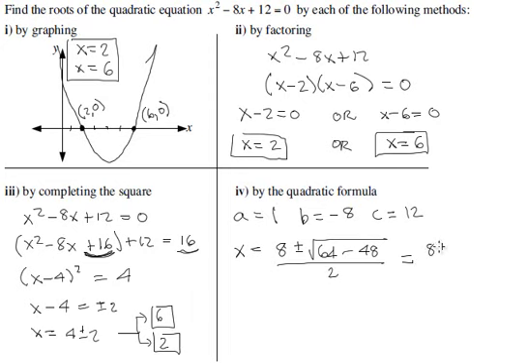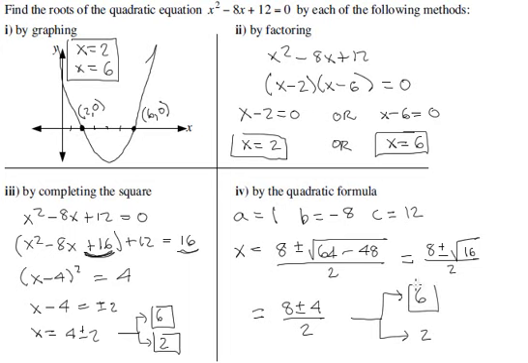So 8 plus or minus root 64 minus 48 is 16. Divided by 2. I'll take one more step here. 8 plus or minus, the square root of 16 is 4. There. So, with the plus, 8 plus 4 is 12, divided by 2 is 6. With the minus, 8 minus 4 is 4, divided by 2 is 2. So, once again, same results.